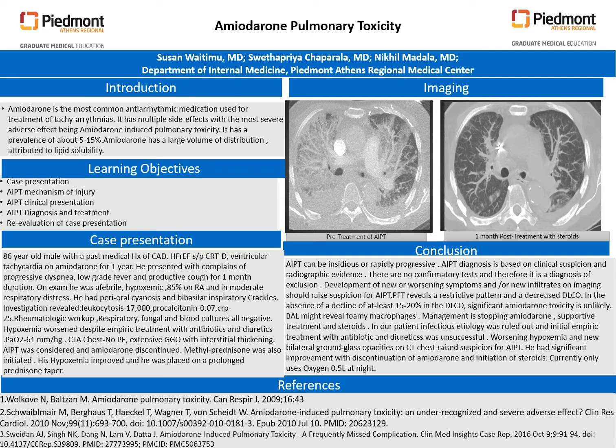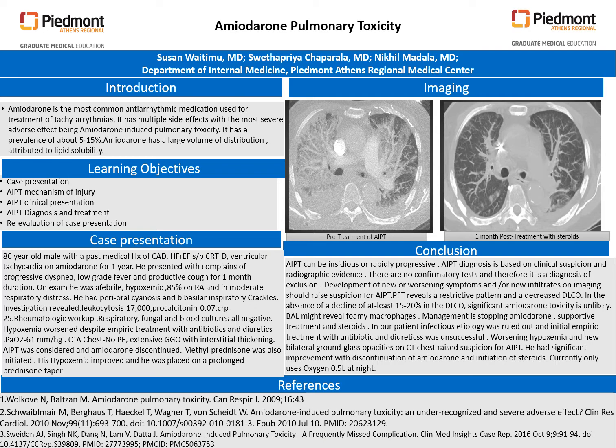Hypoxemia worsened despite empiric treatment with initial antibiotics and diuretics with a PaO2 of 61 millimeters of mercury. Subsequent CTA chest was negative for pulmonary embolism. However, it did reveal extensive ground glass opacities with interstitial thickening. AIPT was considered at this point and amiodarone was discontinued. Methylprednisone at 1 mg per kg was initiated.